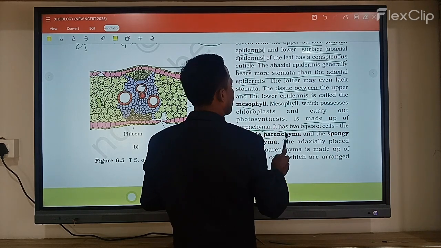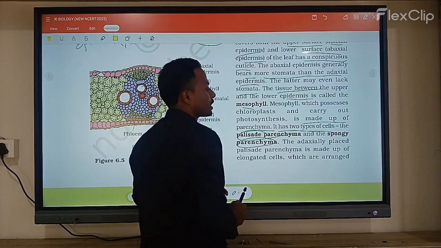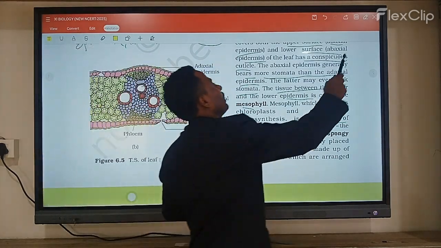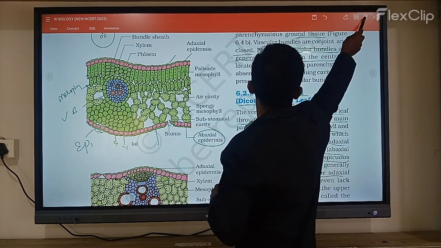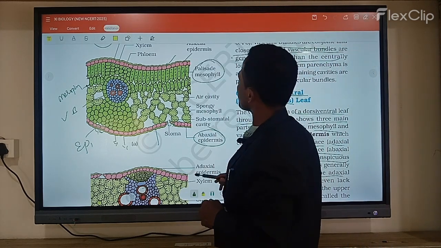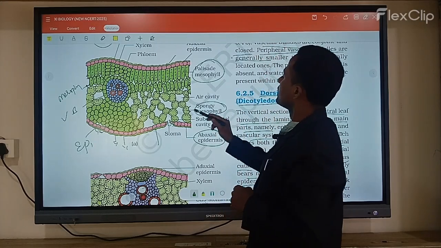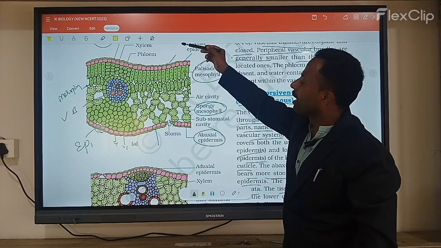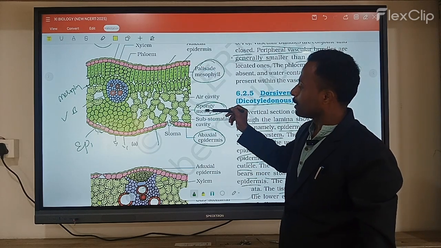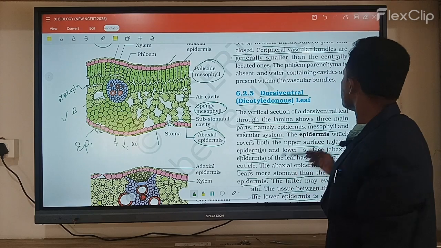One is palisade parenchyma, the second one is what? Spongy parenchyma. So here they are arranged as two kinds of cells: palisade parenchyma and spongy parenchyma. Palisade parenchyma is present on the adaxial surface and spongy parenchyma is present on the abaxial surface.